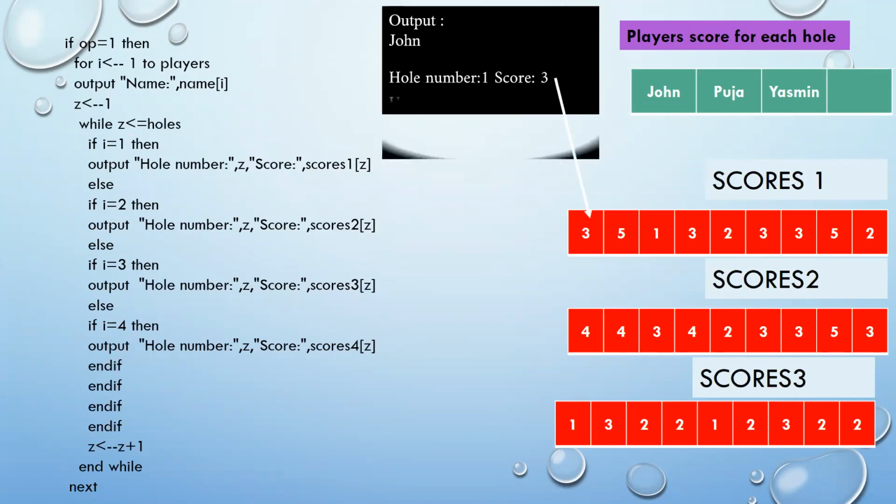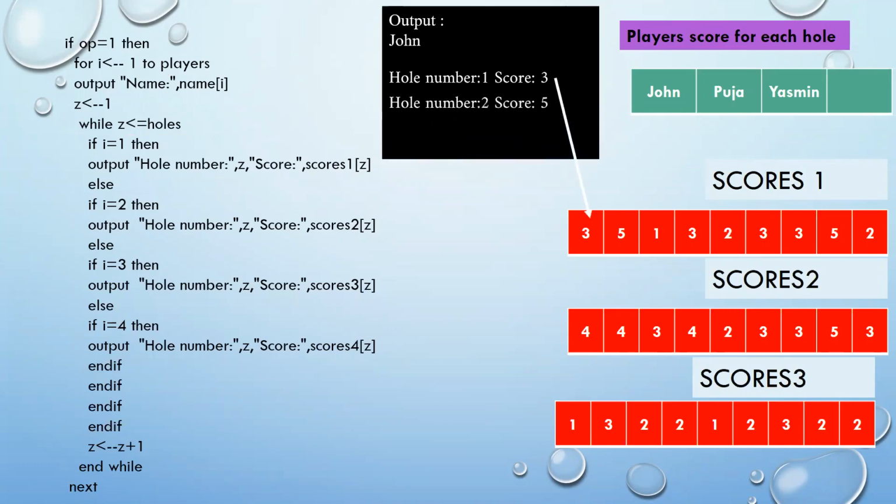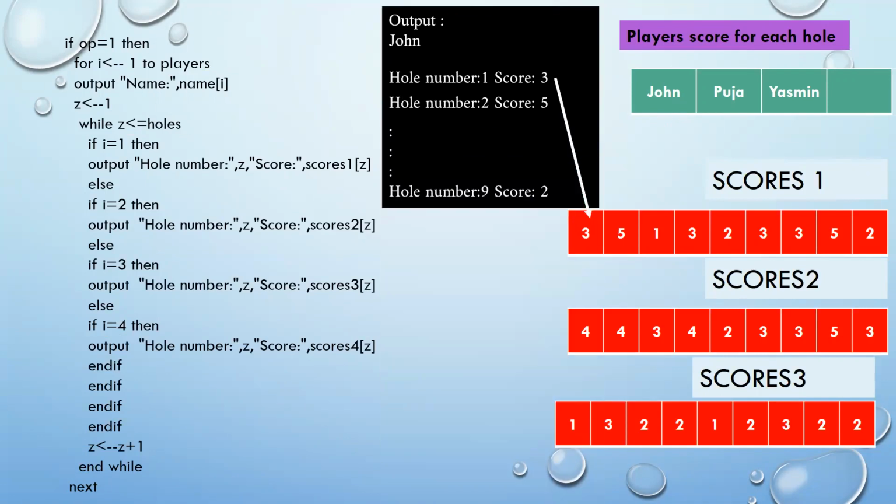Same way, when the loop continues, you will have whole number 2 score 5, and same way this loop will work 9 times. So finally for John, you'll have whole number 9 score 2. Similarly, when I increments, I becomes 2, that means it will display the details of Pooja, her 9 scores, followed by all the 9 scores for Yasmin. So this was option 1, players score for each hole.